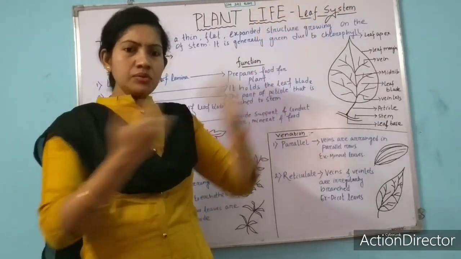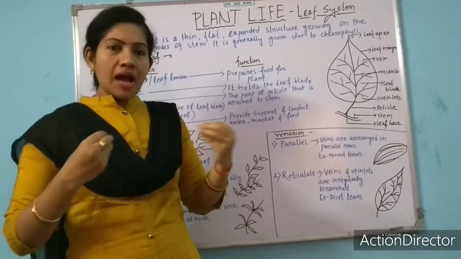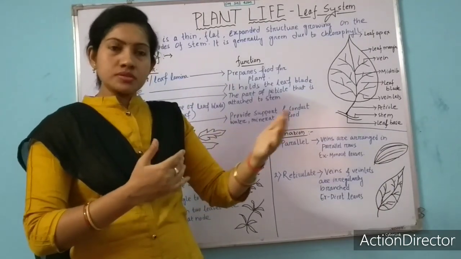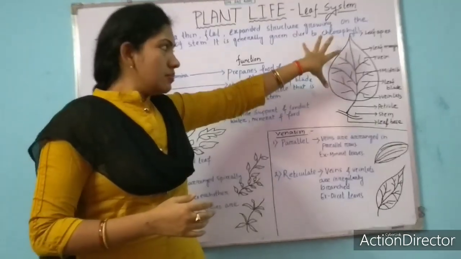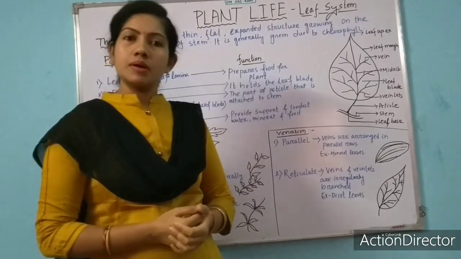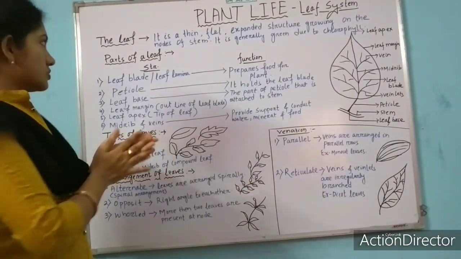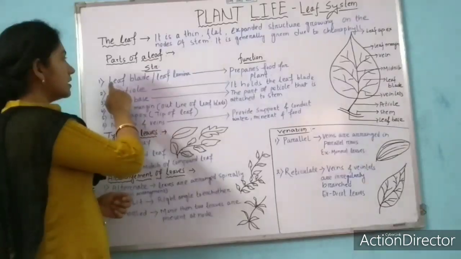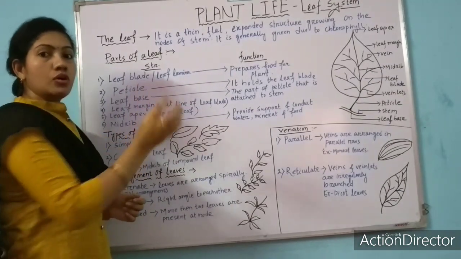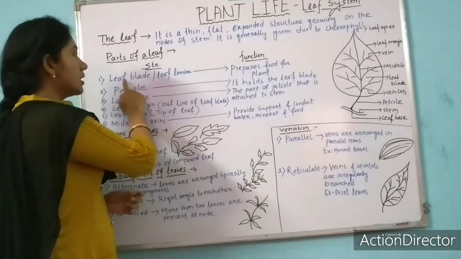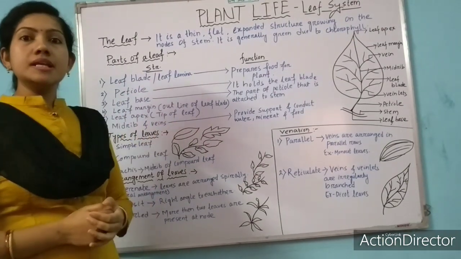Okay, so now let's discuss the parts of a leaf. As we have discussed the parts of stems or the shoots, today we will discuss the parts of leaves one by one. Parts of leaf. Here at first I have written leaf blade. Also we can call it leaf lamina. Leaf blade or leaf lamina.